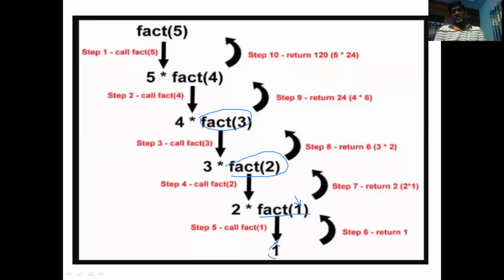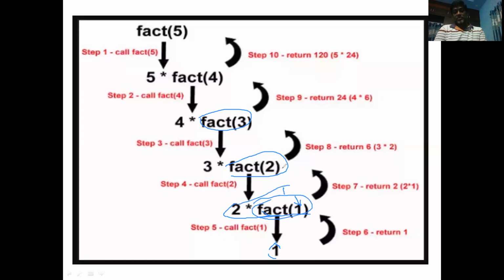So it returns the value now. It returns the value which is replaced over here. In place of this fact of 1, the value that will be returned is 1. So now this multiplication is performed. What is the result? 2 into 1 is performed, which returns 2. And what is the entire value? 2 into 1 is the entire value. So this goes back, that is 2.